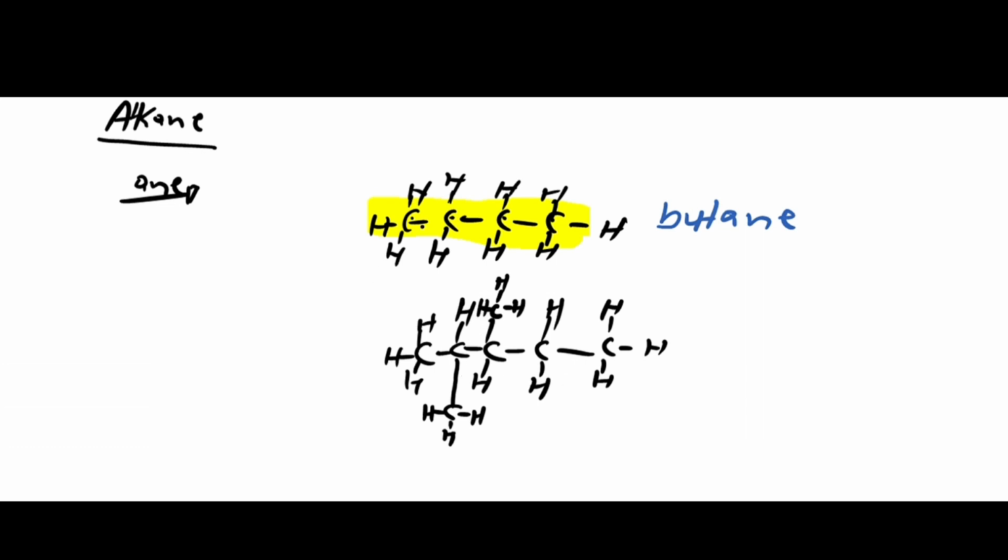Alright, now let's name this one. The first thing that you need to do is to identify the longest chain. If we start here with 1, 2, 3, that is not longest. 1, 2, 3, 4, not longest. 1, 2, 3, 4, 5. There are 5 carbon atoms. Longest.